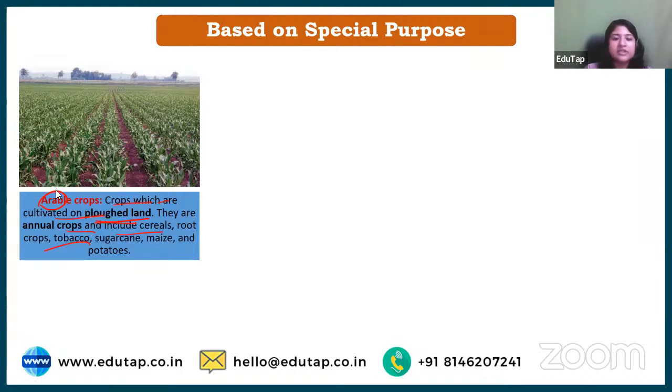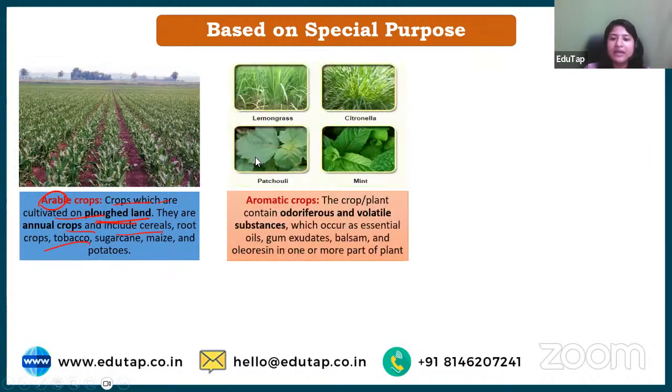Next, based on special purpose, the another name that we have is aromatic crops. Now what are the aromatic crops? These are the plants that contain some odor, means they have some good fragrance and volatile substances. They produce some aroma. The best example can be mint, pudina as we say in Hindi. So these are your aromatic crops.